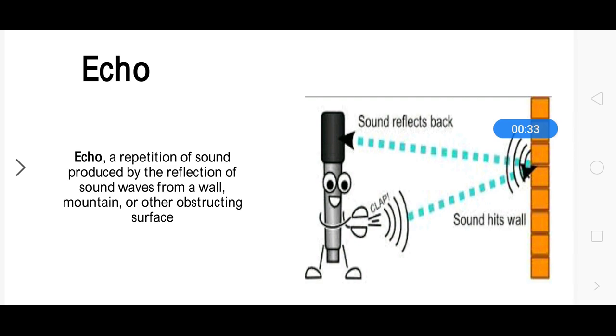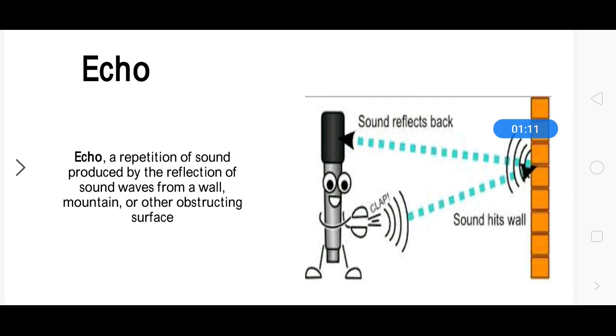Echo is nothing but a repetition of sound due to a reflection at the obstacle. The obstacle will be either a wall or building, mountain or trees, anything. We observe so many obstacles in our daily life.